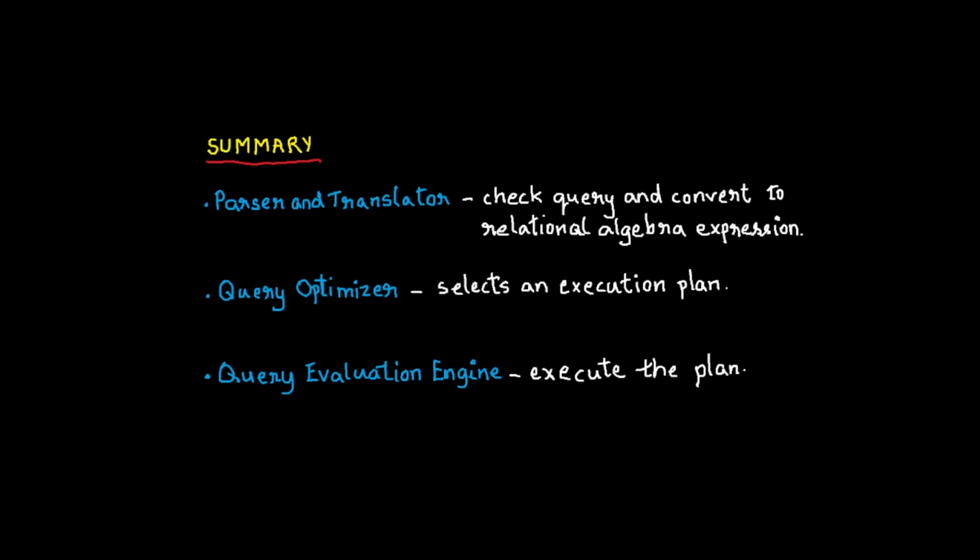Let's quickly summarize. The parser and translator checks the query and converts it into an internal representation, such as a relational algebra expression. The query optimizer examines possible ways to execute the query and selects an efficient execution plan. The query evaluation engine executes that plan and produces the final result. So in simple terms, the parser and translator understand the query, the optimizer decides how to execute it, and the query evaluation engine executes it. This is how the query processor converts an SQL query into the results we see.